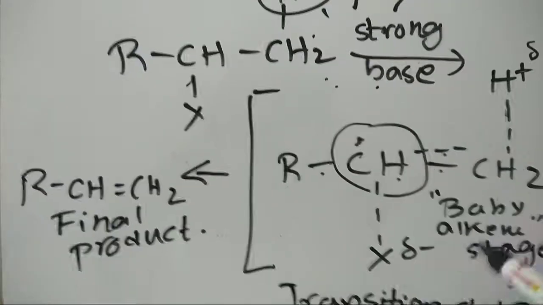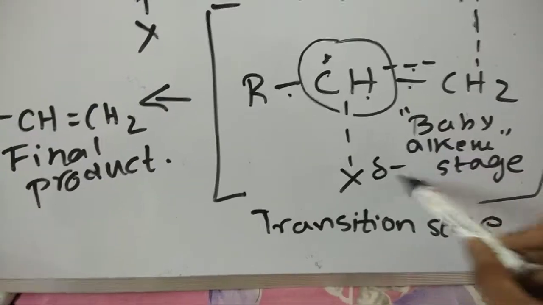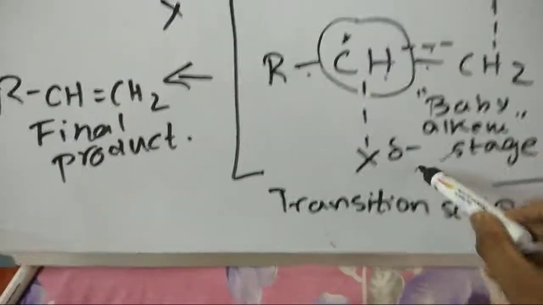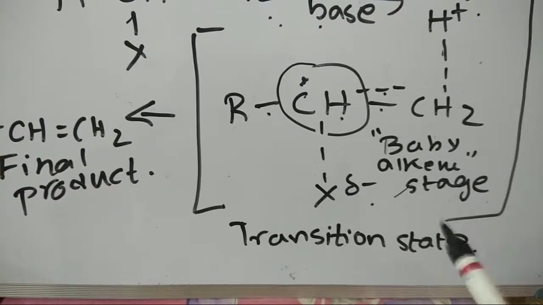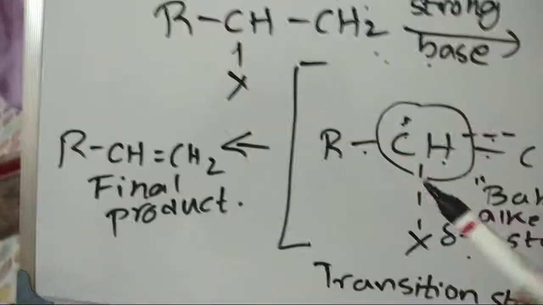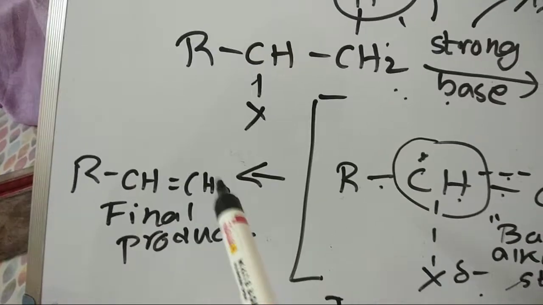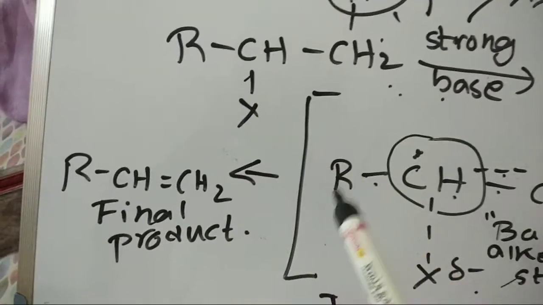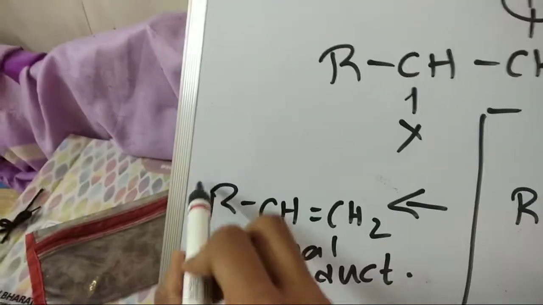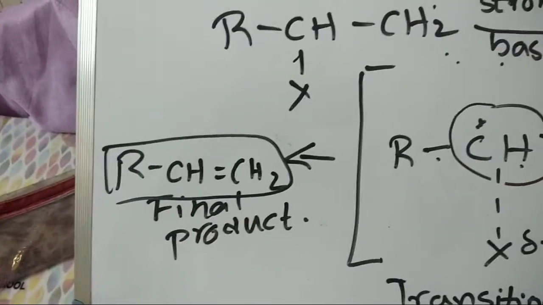X or the halogen to leave. So there will be formation of delta negative here, while these two are leaving. So this is known as the transition state or the alkene state. So from here the final product will be formed, RCH double bond CH2. This is the final product, RCH double bond CH2.